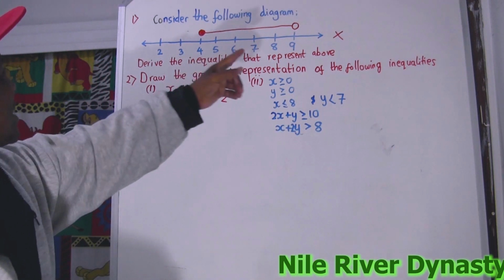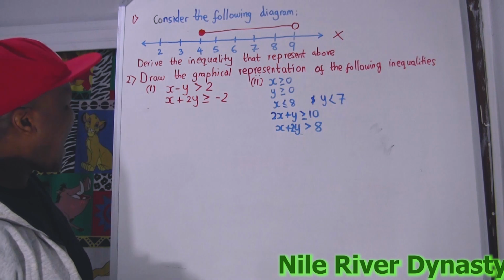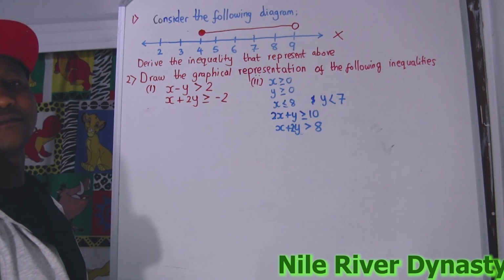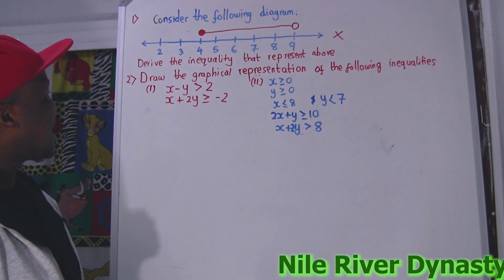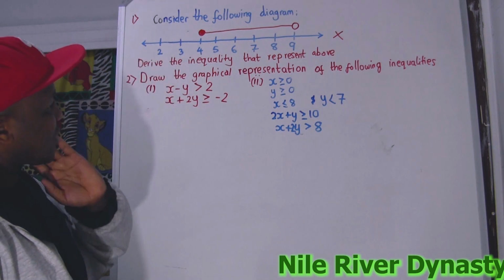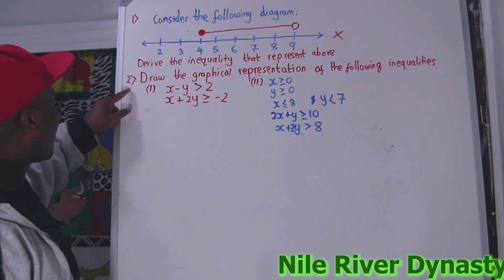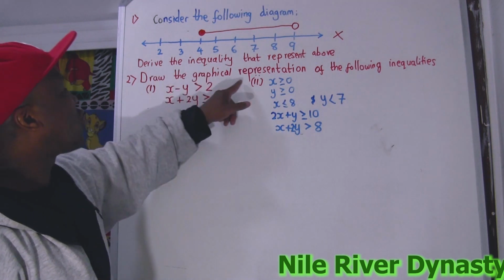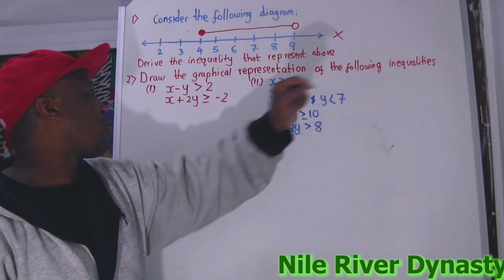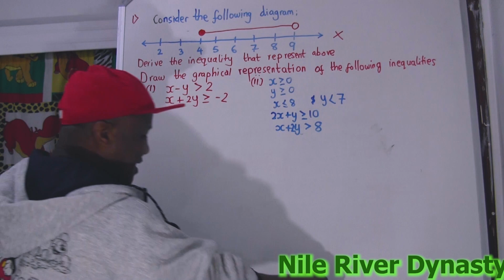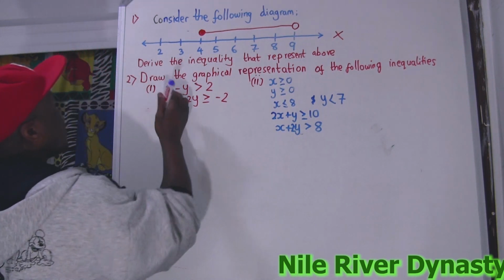So now let's consider the following diagram, meaning they give you this diagram. Now, let me start with the third one. So we can have a space and then move up a little bit, okay? Now let's say this one: draw the graphical representation of the following inequality. Okay, so now let's start with this one, easy.